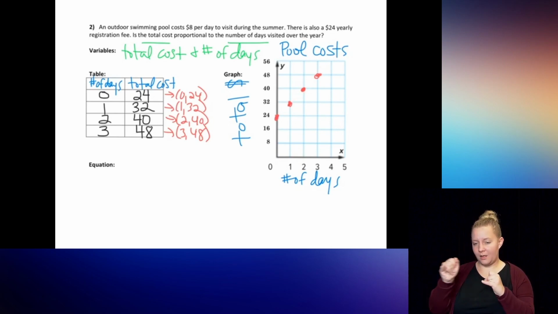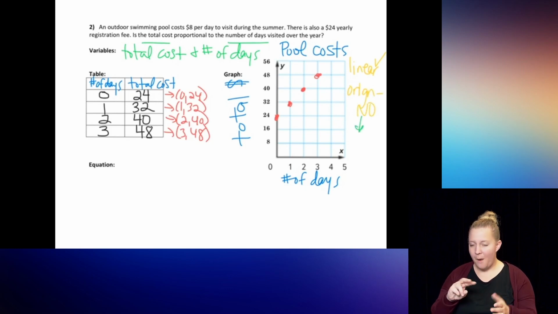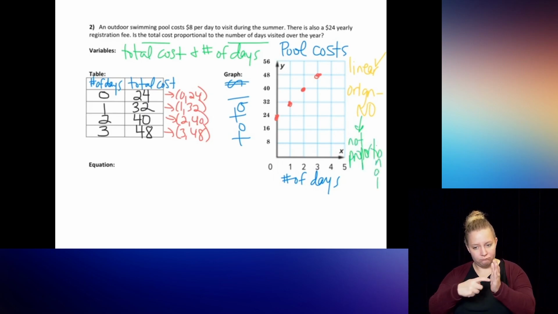It is linear, but it is not in the origin. So I check both things. Linear, check, it's good. But origin, no. Which means automatically that it is not proportional. It has to meet both for it to be true. On the graph, we could see that, and on the table, we could see that as well.